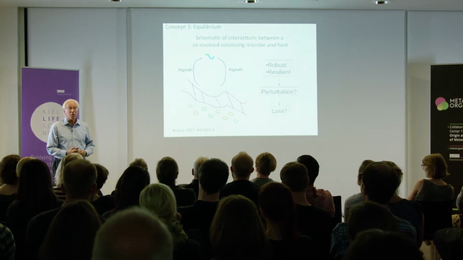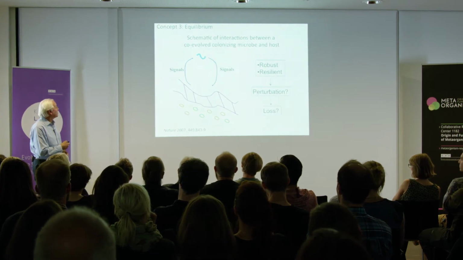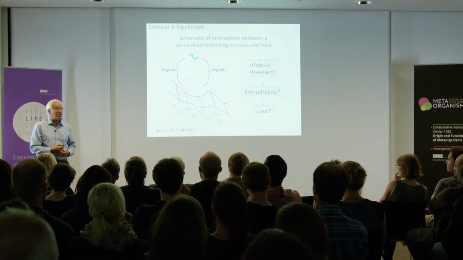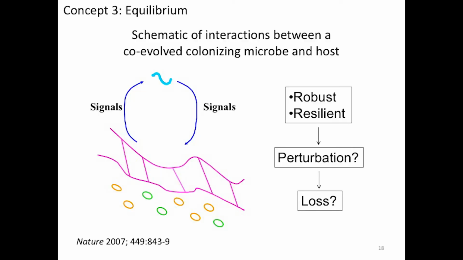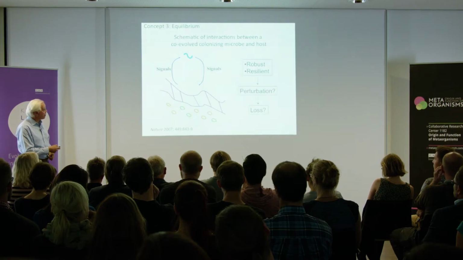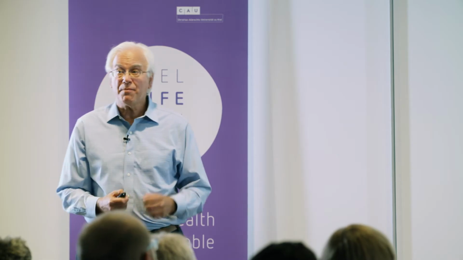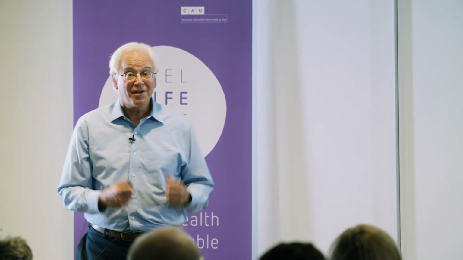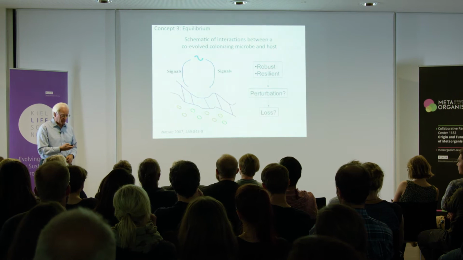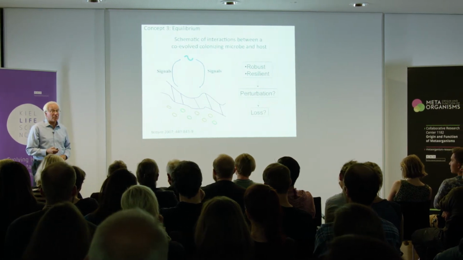The third concept I want to talk about is equilibrium. This is shown in this slide. This is from work I did with Denise Kirschner, a mathematician. Our idea of coevolution is that colonizing microbes and their host are talking together. There's a series of cross-signaling that forms a kind of equilibrium. Denise showed that this is a dynamic equilibrium. She's shown that it's robust and resilient. What I want to talk about is what happens when it's perturbed, what happens when it's lost. And actually, talking today with Thomas, we can think of the same kind of equilibrium in Hydra and its co-evolved microbes as well. So what happens when it gets lost? And why might it get lost?